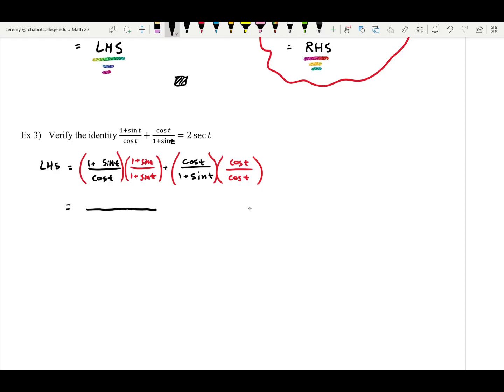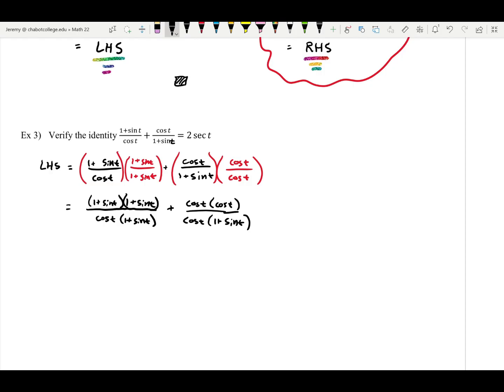So this first fraction will be (1 plus sine t) times (1 plus sine t), make sure I have my grouping symbols there, over cosine t times (1 plus sine t). Over here, I'll have cosine t times cosine t over cosine t times (1 plus sine t). Okay, so my denominators are now matching. That's good news. That means I'll be able to add these together eventually.